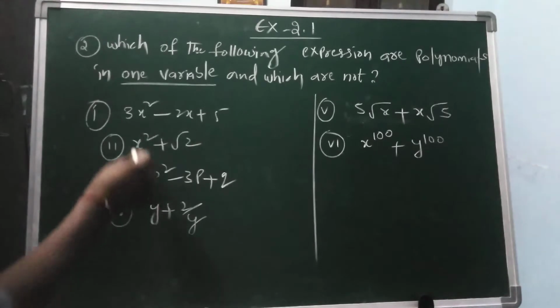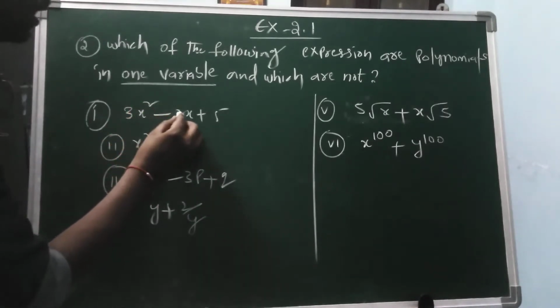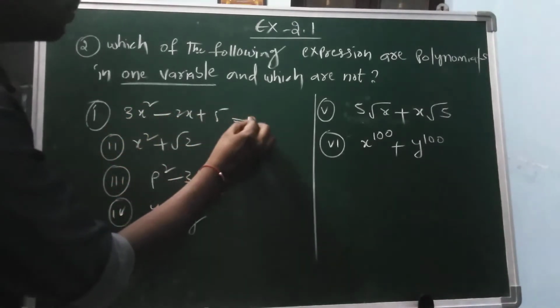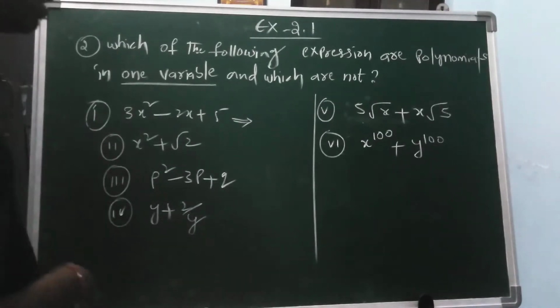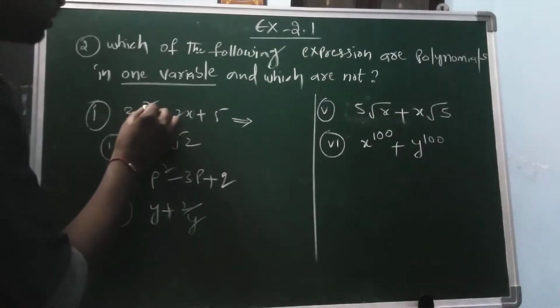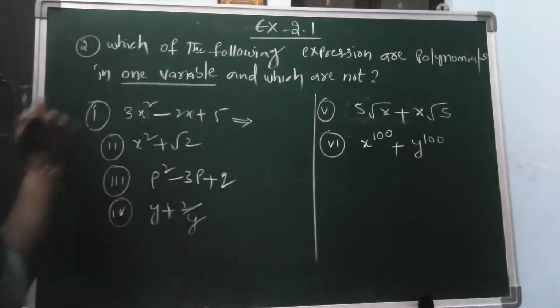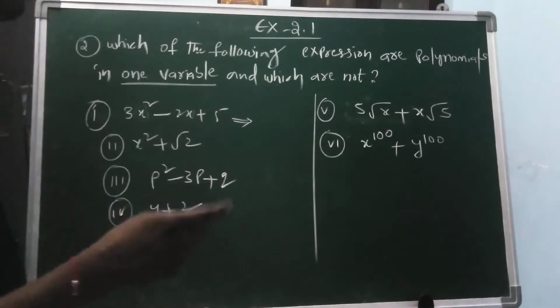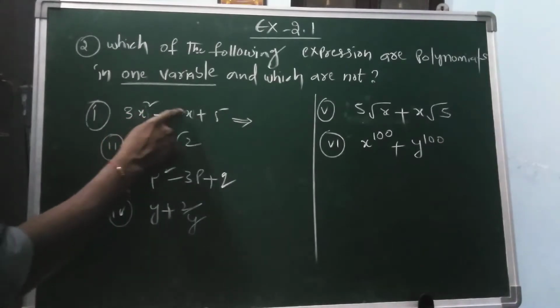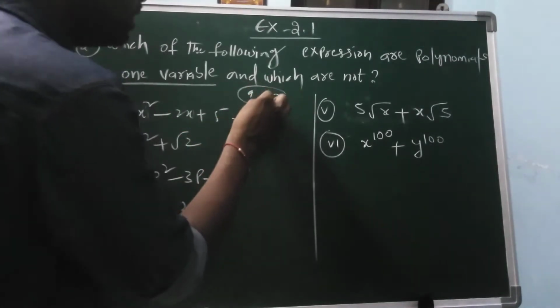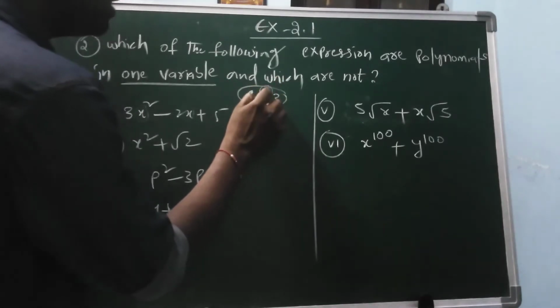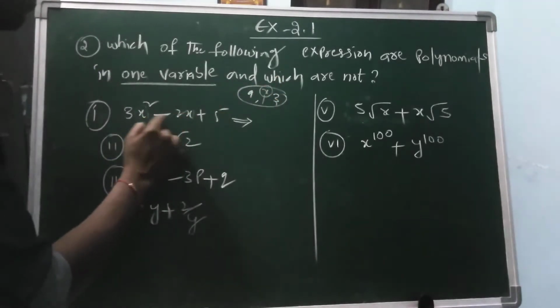See clearly here, 3x square minus 2x plus 5. How many variables are there in this? One variable or two variables? This has one variable. The variable is only x. Only one x is given, that means one variable. We know very well that A to Z are variables. So in this polynomial we are using only one variable, the x variable.